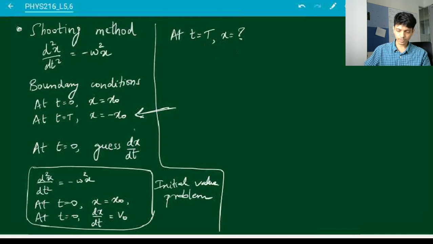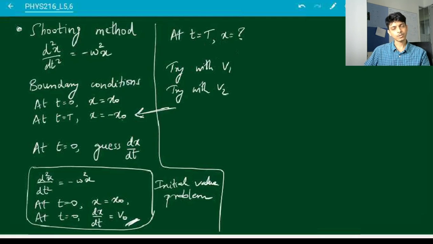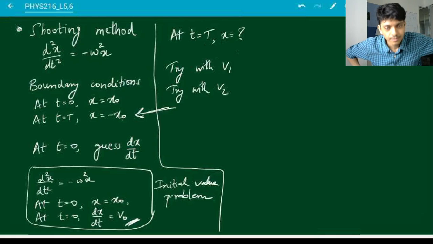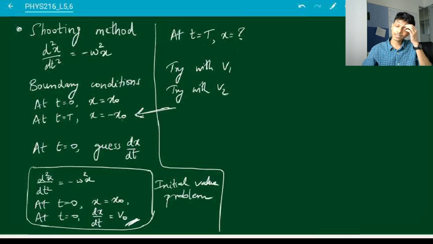But if x is not equal to minus x0, that means my initial guess of v0 was wrong. So I'll try with a different value of v0. So now try with v1. I'll see whether I'm getting x equal to minus x0. If it still doesn't work, then try with v2, and so on. Now you might think this is kind of stupid, that I'm basically just doing some random guesses with different velocities v1, v2, and seeing which one gives me the correct answer. But you can do it more systematically.